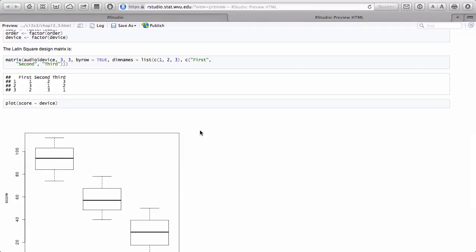Okay. So what I've done here is I've looked at 2 designs. The nesting is a type of design, but it's really a subsampling more than it is controlling variation. So in terms of controlling variation, the block design and the Latin square design are really the 2 that we've talked about.